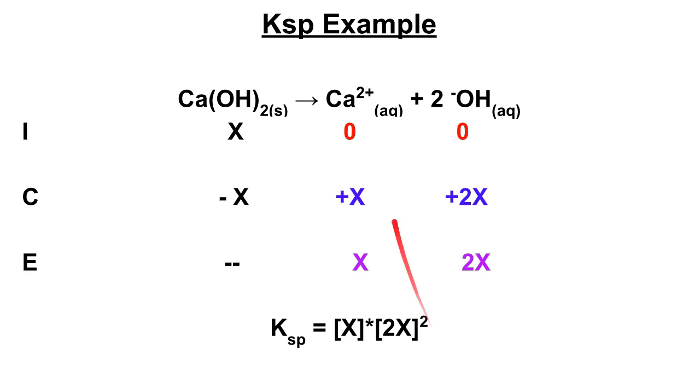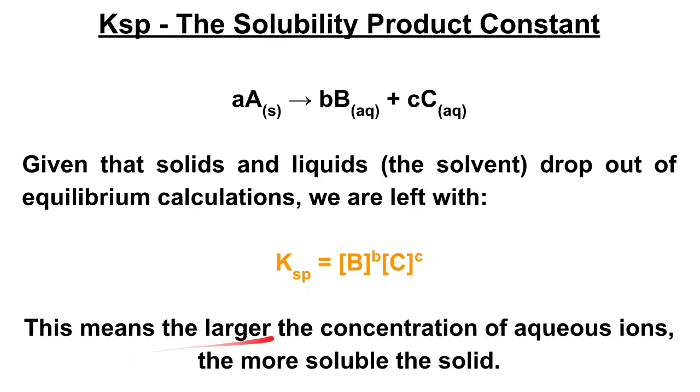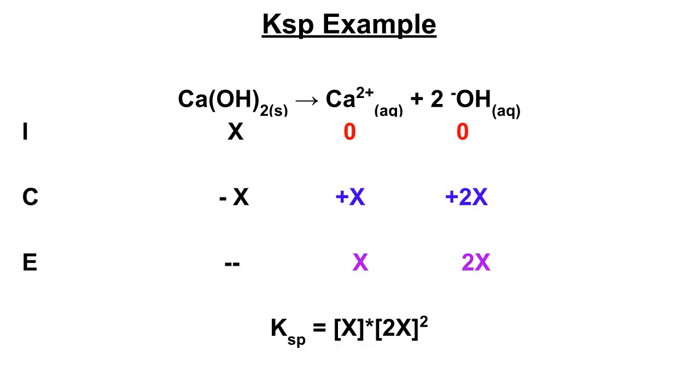Now where is this coming from? If you go back, remember that we said B raised to the B and C raised to the C, right? So the B here, raised to the B, is going to be calcium, and calcium had a 1 as its coefficient, so we don't need to worry about that. And then C is going to be the hydroxide, raised to the C. So hydroxide is going to be 2x, so we put 2x down in here, raised to the 2, because that's the coefficient there. So it's going to be x times 2x squared. That will give us the KSP.